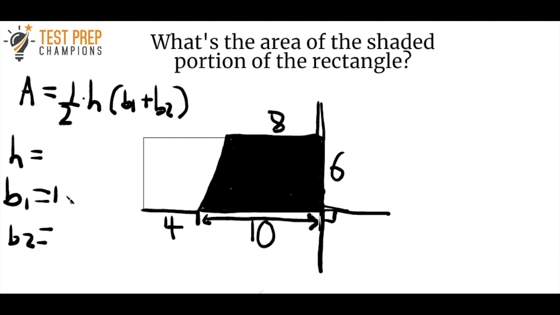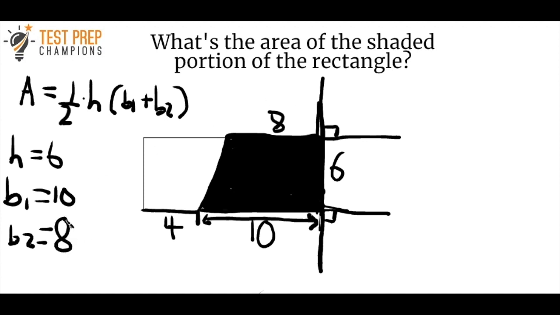It doesn't matter which one it is. You just want to plug it in for base 1 or base 2. Again, doesn't matter which. And the height is going to be 6, and we can see that because this line is the height. It's a straight line going up and down. And now 8 is going to be our other base, because if we extended this, we would see that we'd get this 90-degree right angle. So 8 is going to be our other base.